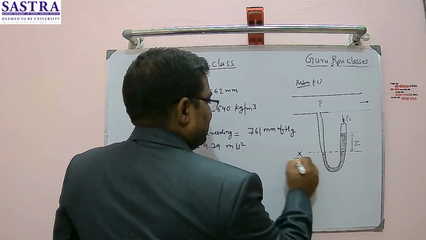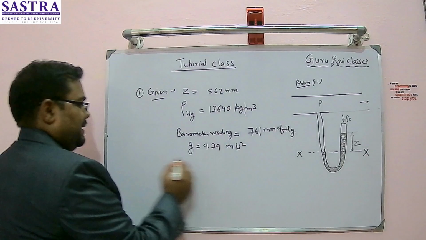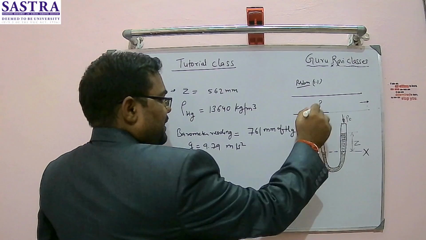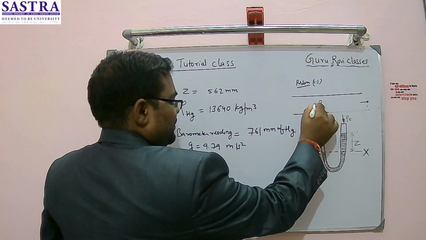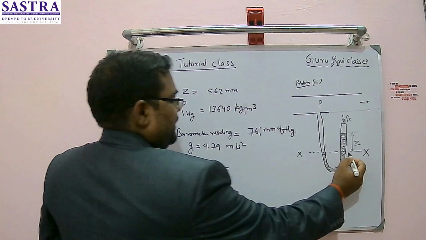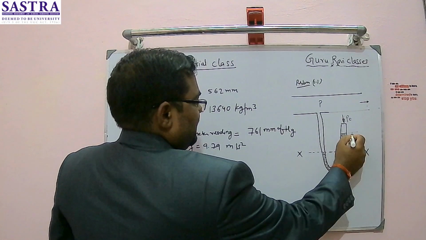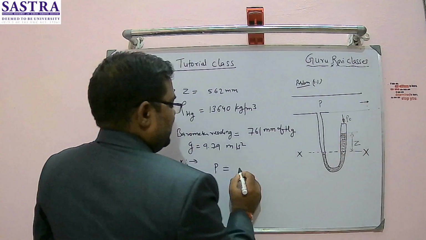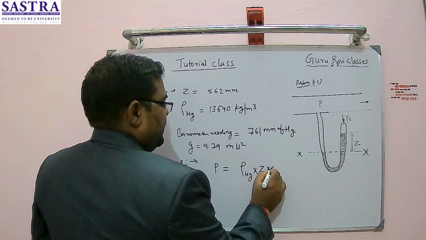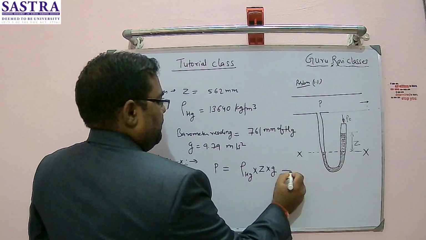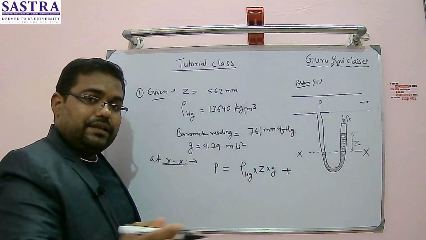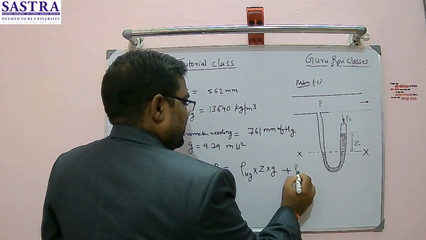So if I say XX, at the XX section, I can write the equation for the left limb. Here nothing is there, it is empty. So total pressure acting at this dotted line, P, is equal to, on this side, the pressure due to this height, this is mercury basically. So rho of mercury and height of mercury into acceleration due to gravity, plus additional pressure is acting because this limb is open, so that P naught is also acting.